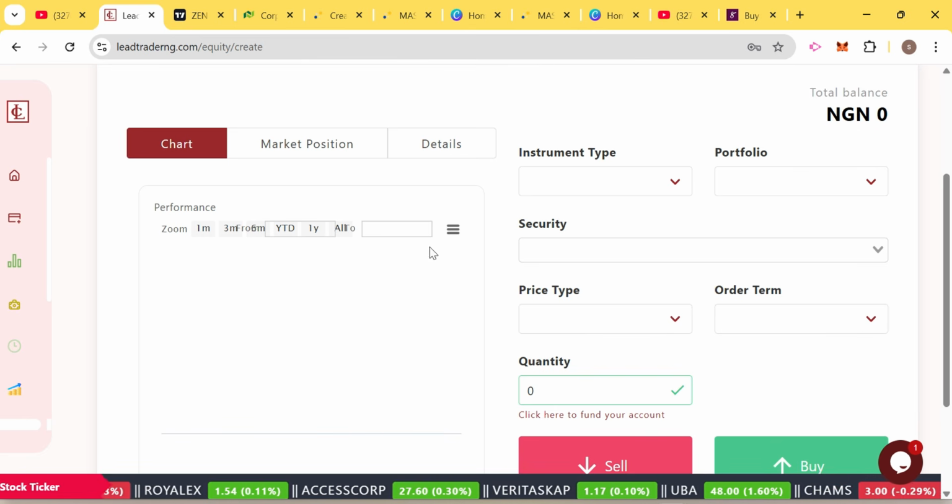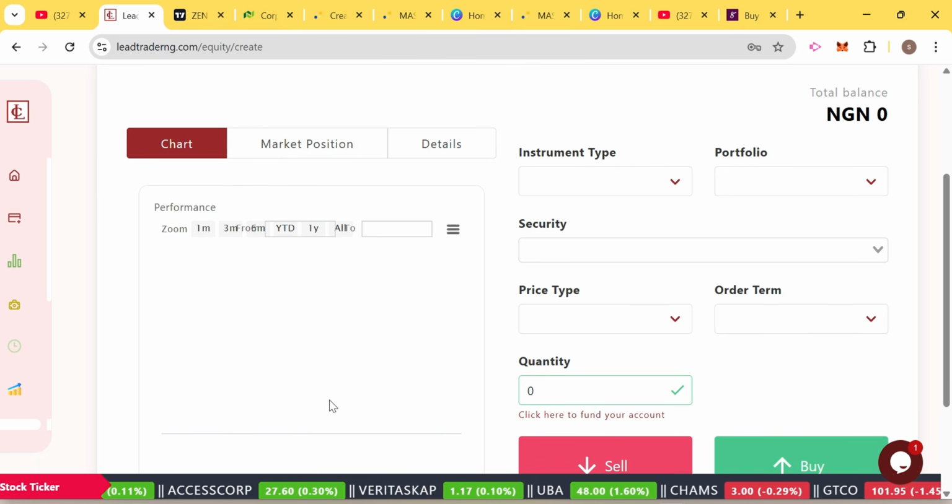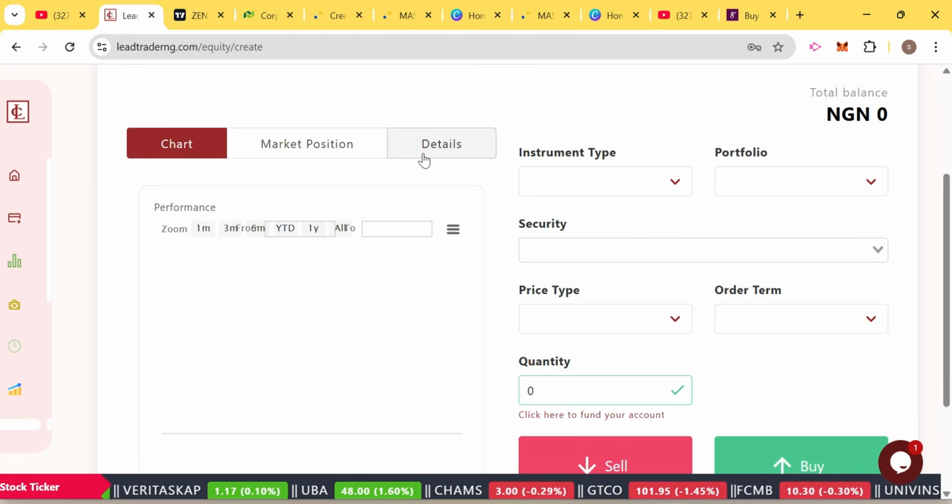So this is the chart. You may not necessarily use this chart because you must have done your due diligence and research before you come here to buy. This platform is just to give you access to the NGX for you to buy and sell your shares. Now you have the charts, the market position, and the details. All this will pop up when you pick the equity or the security you want to trade.